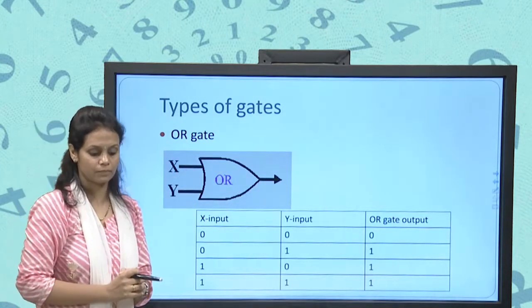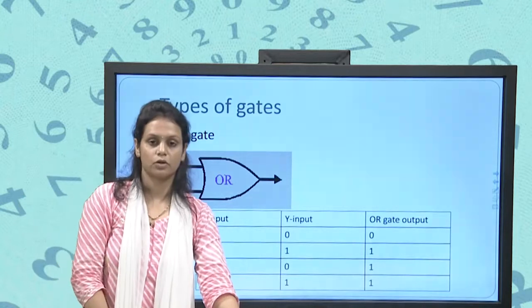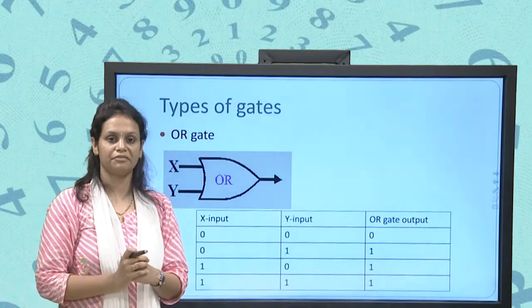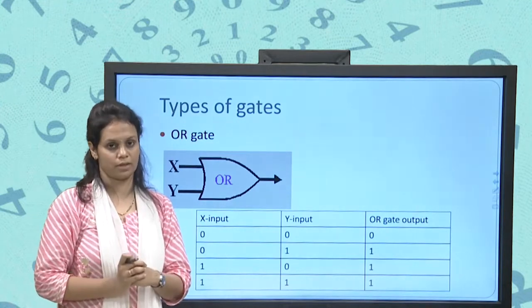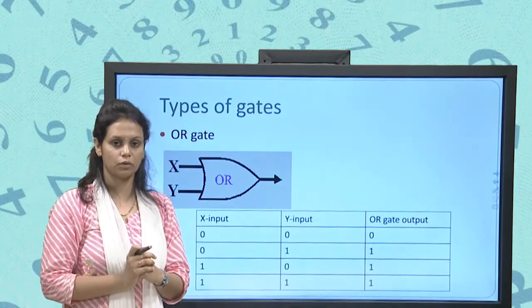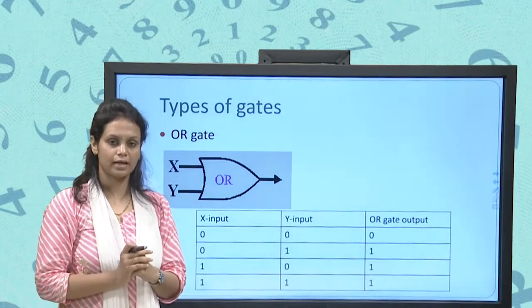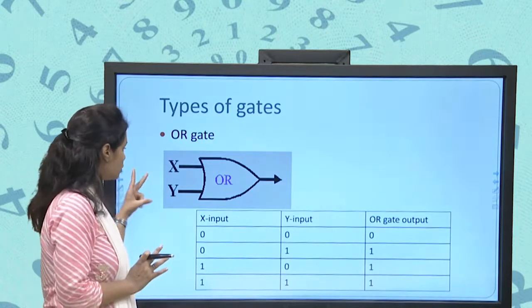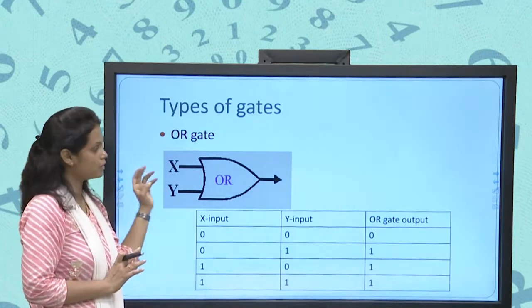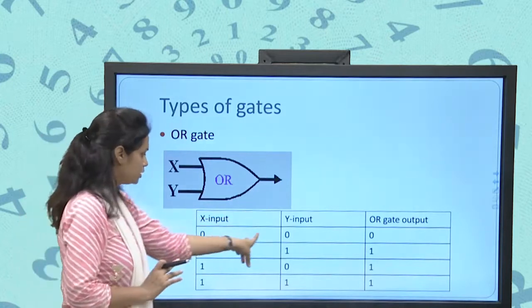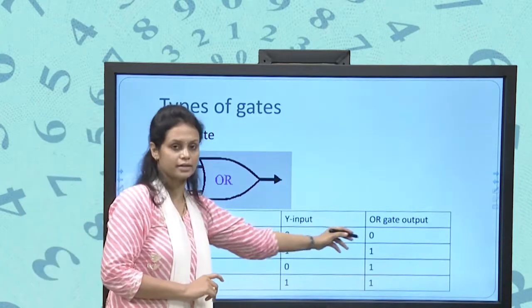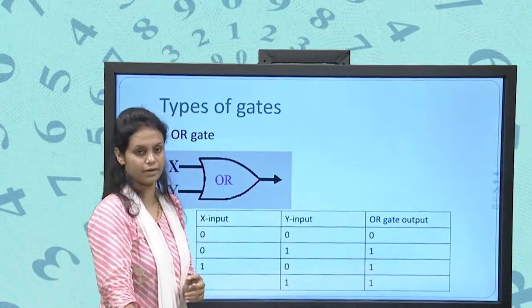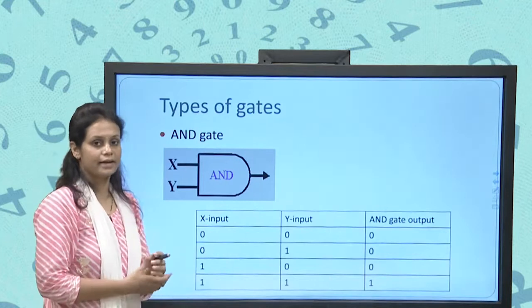I am repeating what is in the OR gate. The OR gate will give output 1 if any one of the inputs is 1. That means, only if both the inputs are 0, the output is 0, otherwise it is 1. Fine. Next is the AND gate.